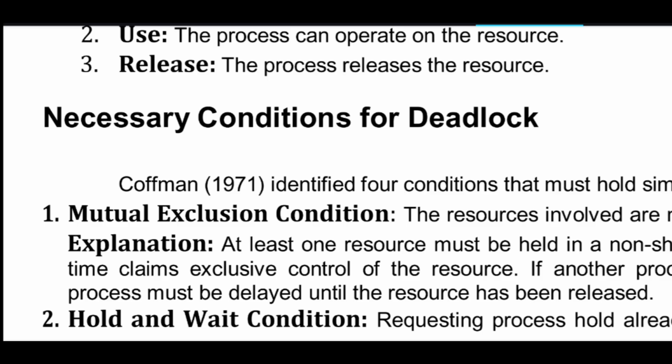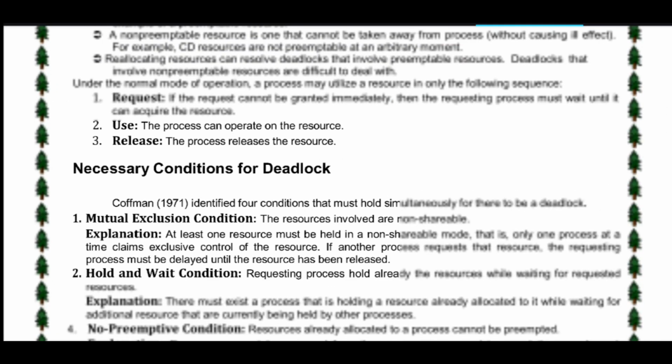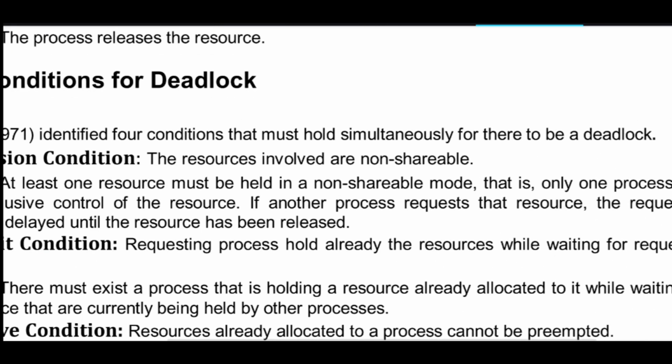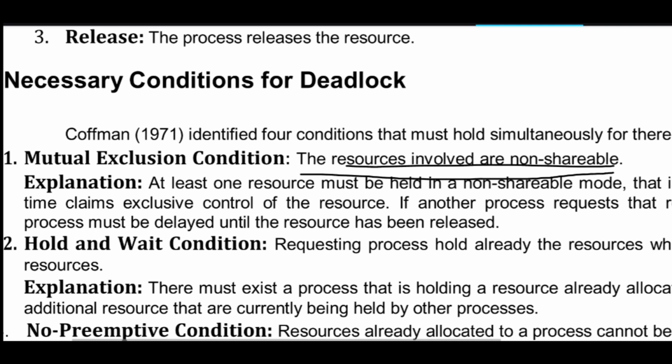If P1 is using a printer and taking some printout, then while the paper is coming out of the printer, you cannot print immediately. You have to wait until the printer completes the printout, and then you can access the printer. Mutual exclusion actually says this: the resources involved are non-shareable.